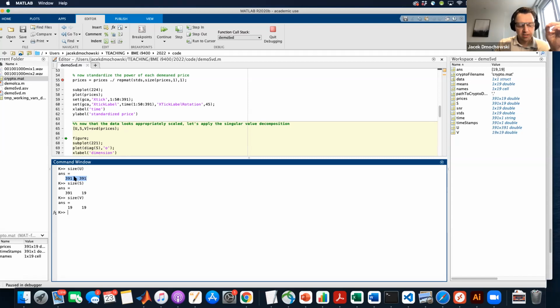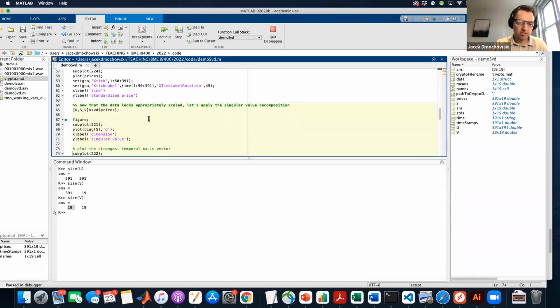I'm going to show you that the first column vector of U is going to give us a time course that is best expressed in the original data. And the first column vector of V is going to give us a stem plot. So it's going to give us 19 weights, one for each currency, that again best captures the variability in the original data. But before I do that, I want to look at these singular values.